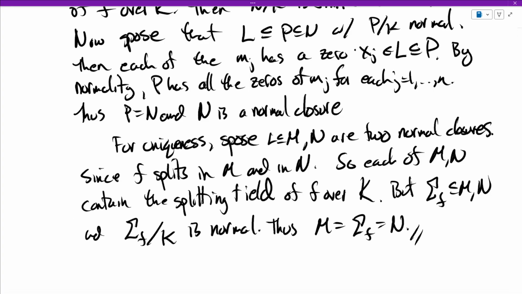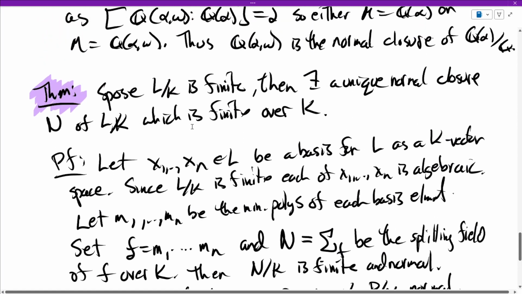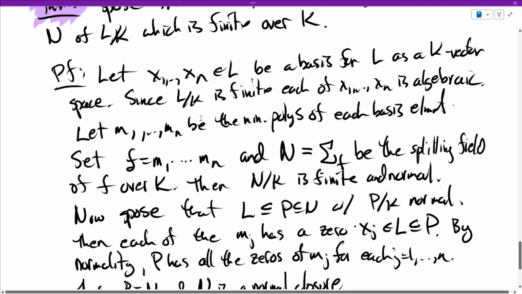All right, so sorry, that proof took a little bit longer than I thought. But what do we learn here? Normal closures are unique. When you take the normal closure of a finite extension, it stays finite. And there's a recipe for constructing it. You just add in the remaining roots that you need.